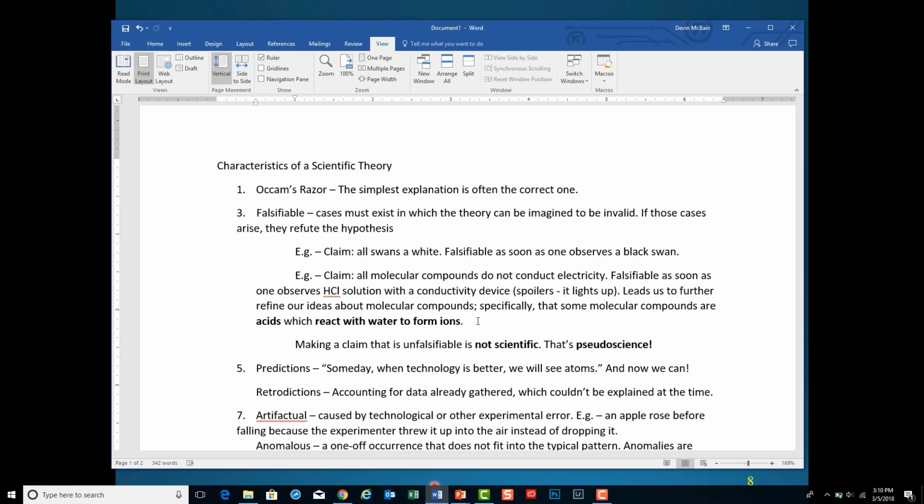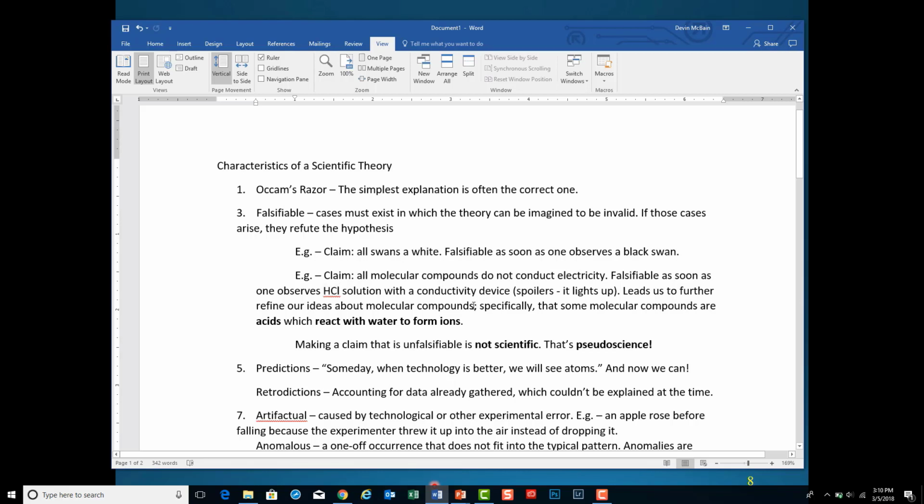And so that led us to further refine our ideas about molecular compounds. More specifically, we concluded that some molecular compounds are acids, and acids react with water to form ions. And so that's why an acid, such as hydrochloric acid, HCl, can conduct electricity even though it's actually still a molecular compound.